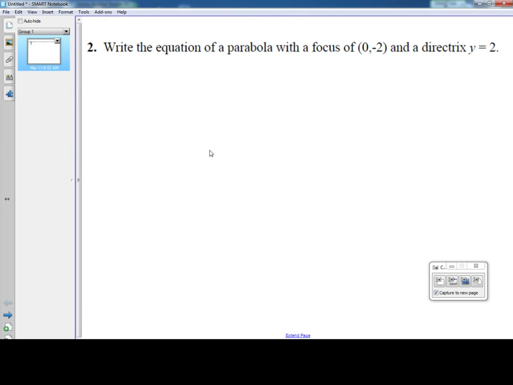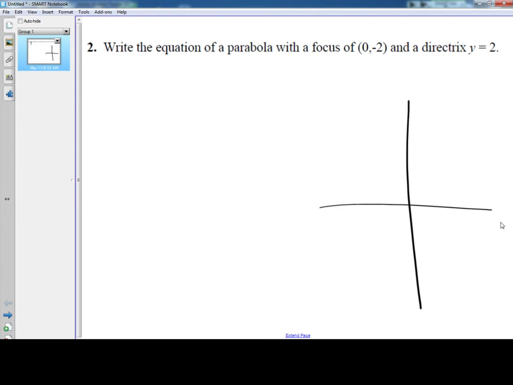Oh yeah. All right, so question 2 says, write the equation of the parabola whose focus is at (0, -2), and the directrix is at y equals 2. So here is my directrix, and here is my focus. Just by looking at that setup, I should know that this parabola is going to be a negative, upside down parabola, correct?